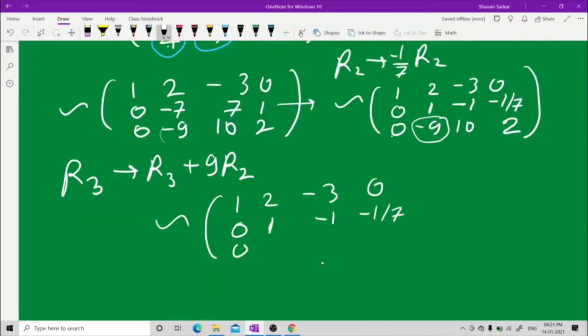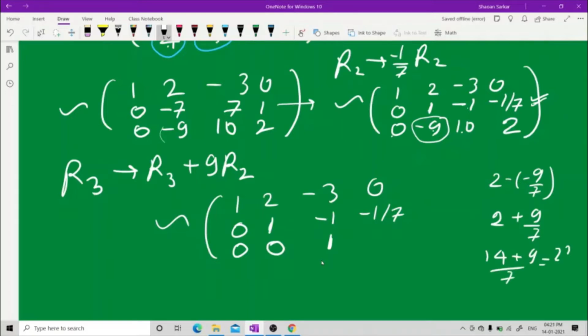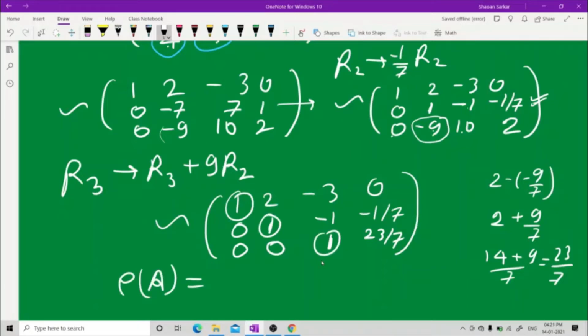See what happens. Now this is 1, 2, minus 3, 0; 0, 1, minus 1, minus 1 by 7. 0 minus 0 is 0. Minus 9 plus 9, because this row is being multiplied by 9, is 0. 10 minus 9 is 1. And 2 minus of minus 9 by 7, so this will be 2 plus 9 by 7, 14 plus 9 by 7, that is 23 by 7. So you have a pivot in each row. Therefore, the rank of this matrix is exactly 3.